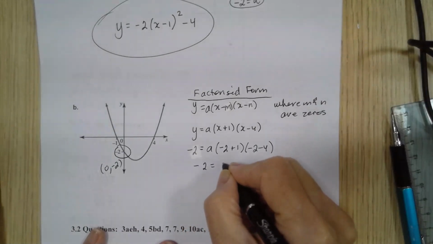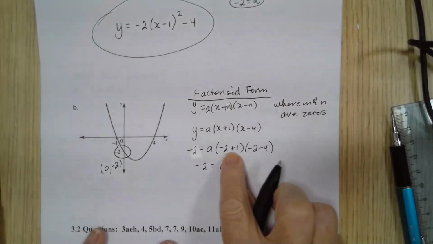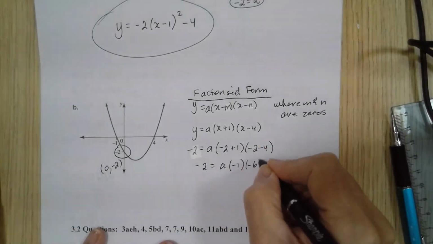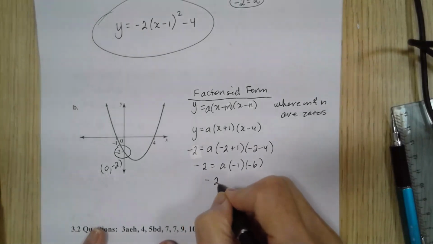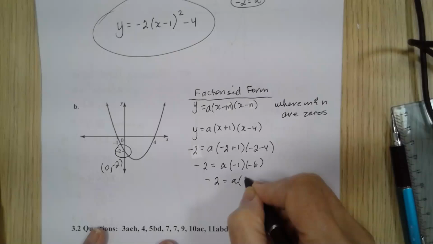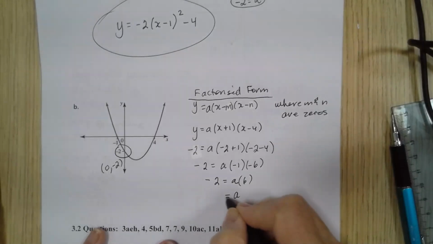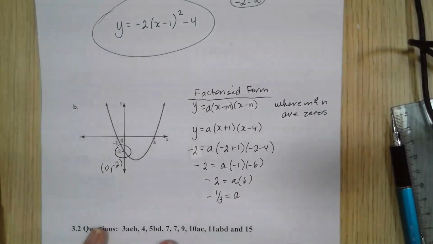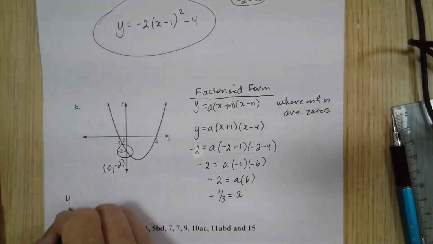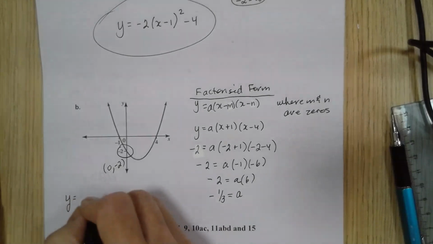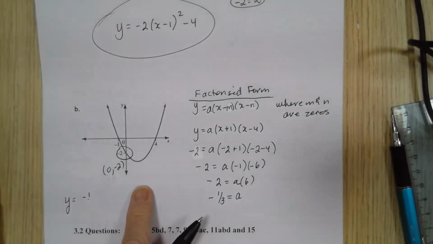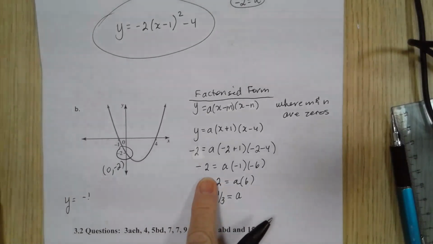-2 equals a, bracket, okay, let's see. -2 plus 1 is -1 times -6. So -2 equals a times 6. So I'm going to divide by 6. a equals -1/3. Perfect, I found my a. So my equation is y equals -1/3, oh, that's going upward. Did I do something wrong?